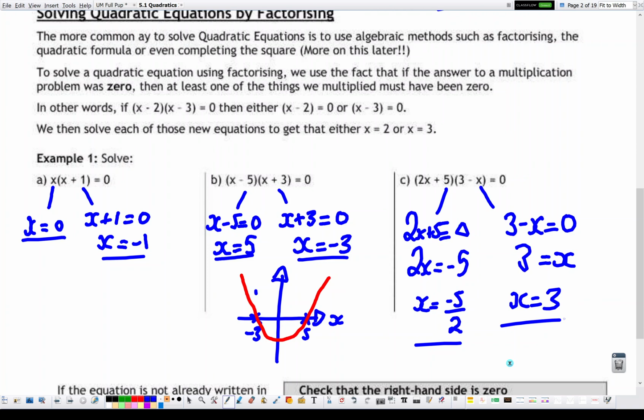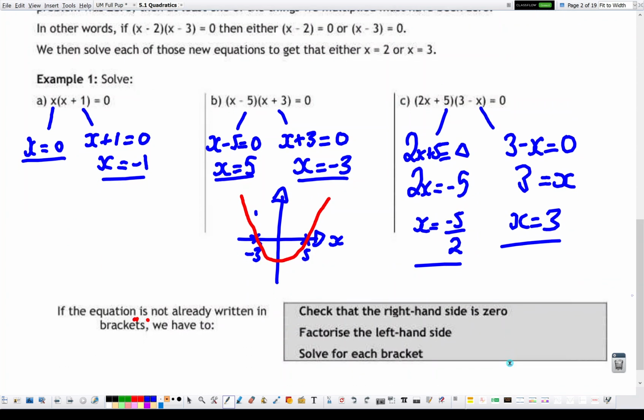Right, so that is solving quadratic equations by, well, we've not actually done any factorising, but what we're going to have to do is first factorise them into brackets and then just do exactly what we just did. So as it says under here, if the equation is not already written in brackets, first rearrange it so that we have everything on one side equal to 0, factorise the left hand side and then solve the way we've just done. Okay, so we're going to look at some examples where we have to factorise and solve, and then I'm going to let you crack on.